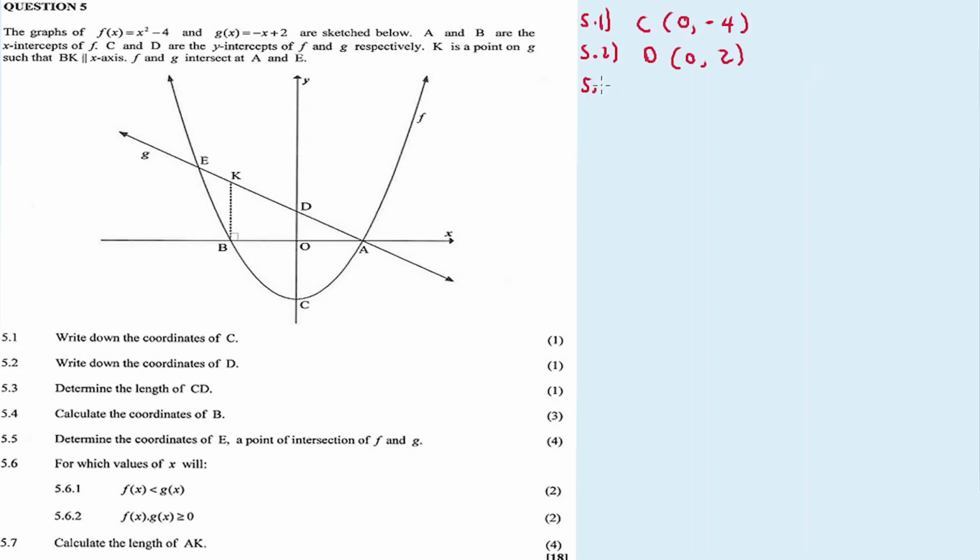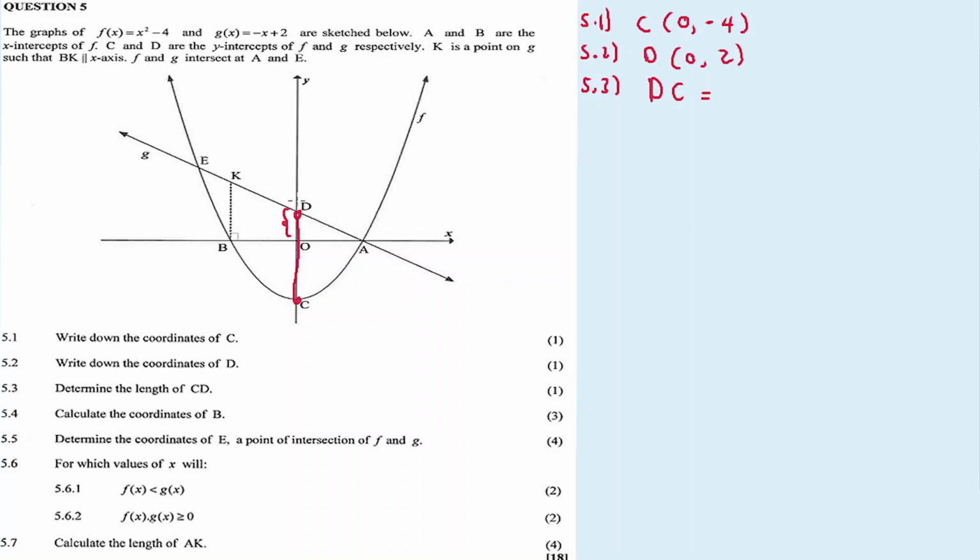And then we go to 5.3: determine the length of CD. We want the distance from C to D. This one is straightforward. You could use the distance formula, but for 1 mark it shouldn't be a problem to do without writing the distance formula.